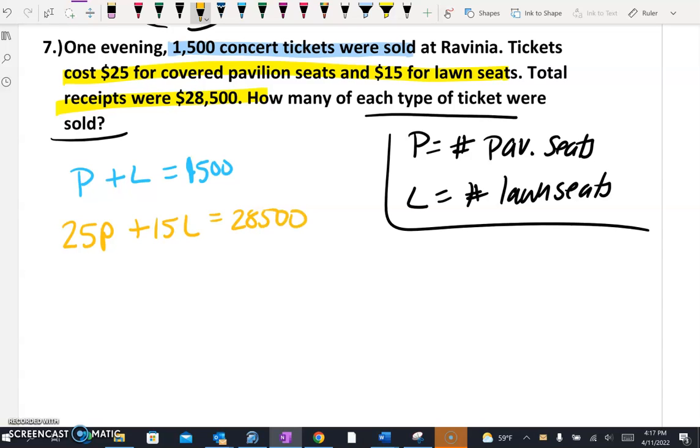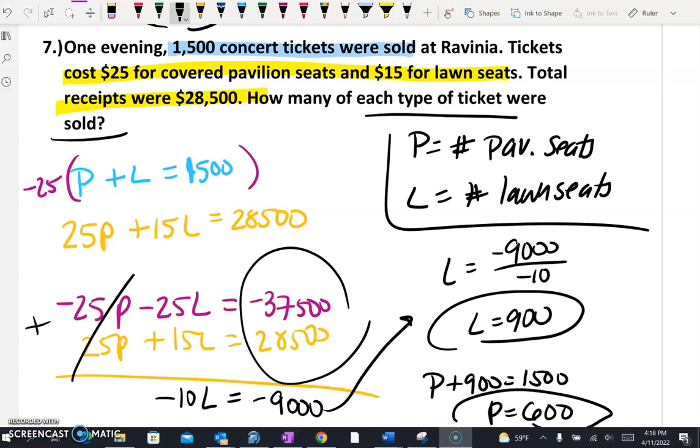Okay, from here you're going to solve this system of equations, so go ahead and pause the video and work it out, and then unpause to double check. Okay, so there's your worked out solution. For this one, I did elimination just for a little bit of variety. You do find that there were 900 lawn seats sold and 600 pavilion seats. Okay, so that's our last notes problem for today.